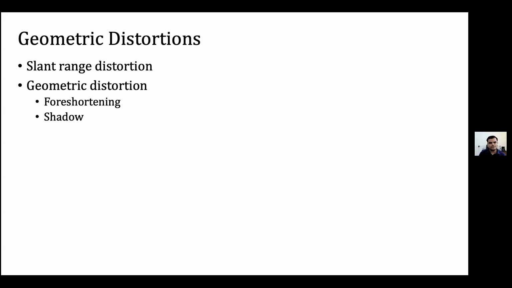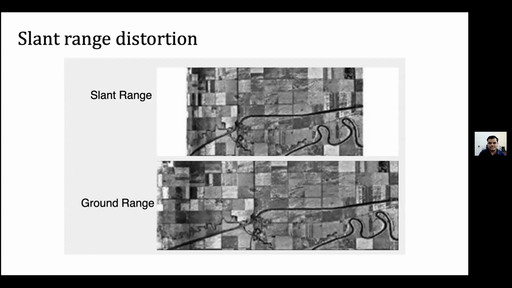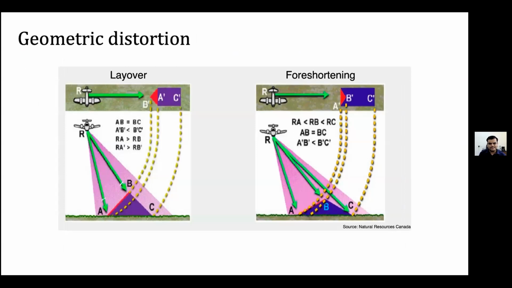So there are a few geometric distortions which need to be understood when understanding SAR data. One is, since we are looking in the slant range, the pixels which are near the sensor get compressed. So we do the range corrections when we are overlaying the images on the ground. So terrain corrections will affect the SAR data. Also, there are a few geometric distortions. Mostly three of them: layover, foreshortening, and shadow.